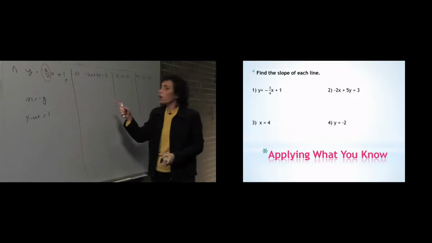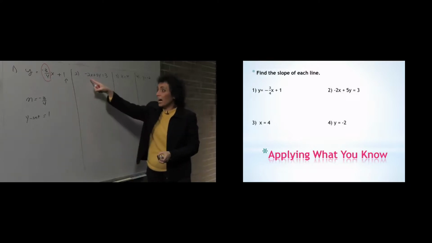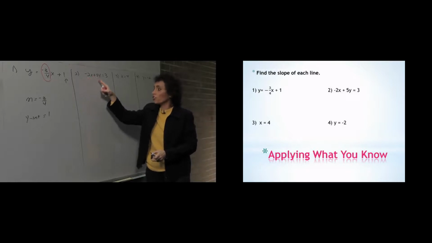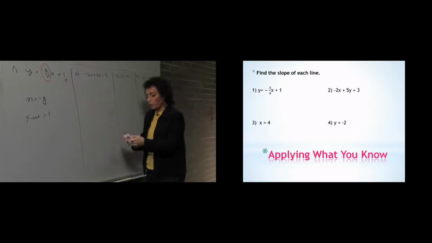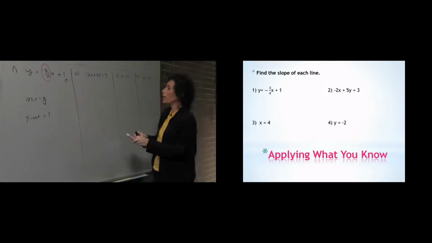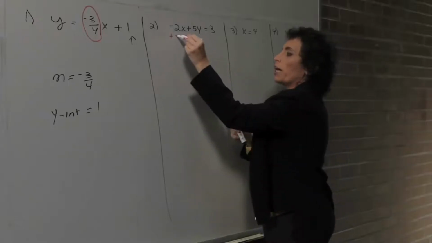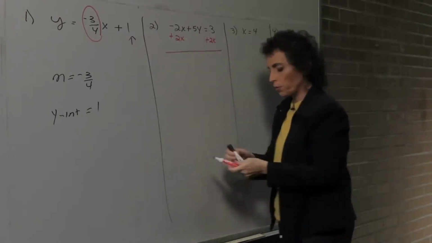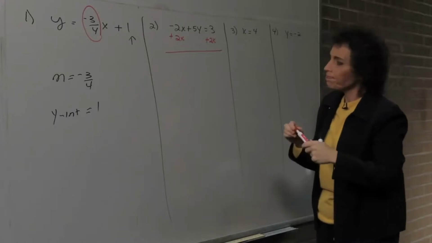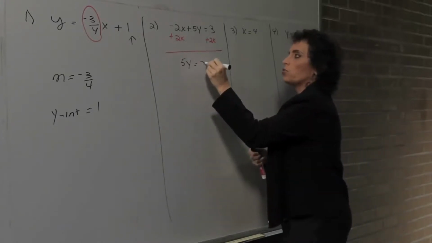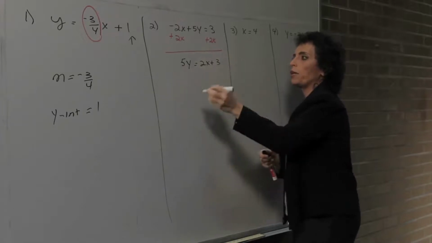In this equation, it is not solved for y. That is not the slope. Negative 2 will not be the slope. We have to solve this for y first. We know how to do that because we've solved literal equations before. So we add 2x to both sides. 5y equals 2x plus 3.